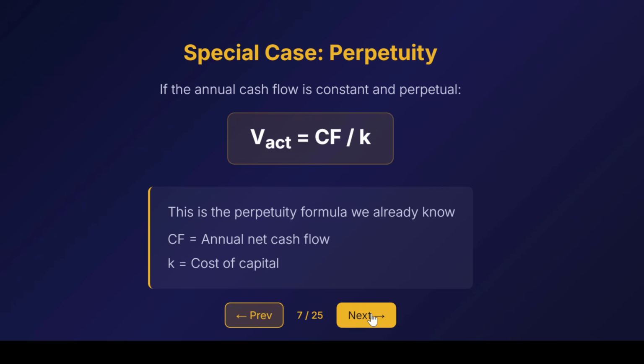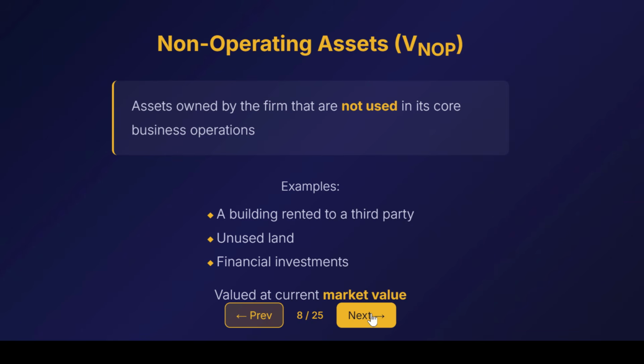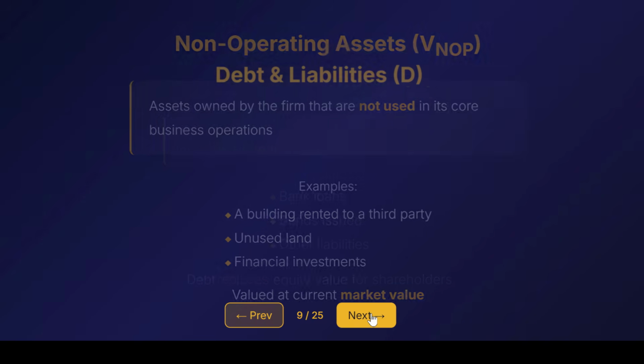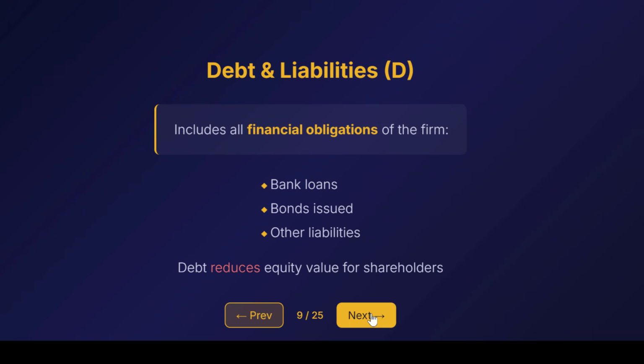Special case, perpetuity. If the annual cash flow is constant and perpetual, the formula simplifies to WACC equals cash flow divided by k. This is the perpetuity formula we have used in previous lessons. Non-operating assets, or VNOP. These are assets owned by the firm that are not used in its core business operations. Examples include a building rented to a third party, unused land, or financial investments. These are valued at their current market value.